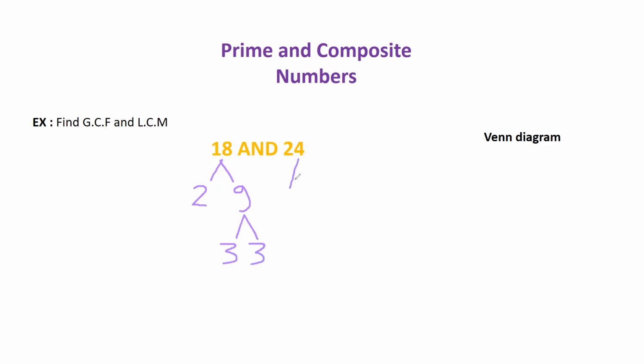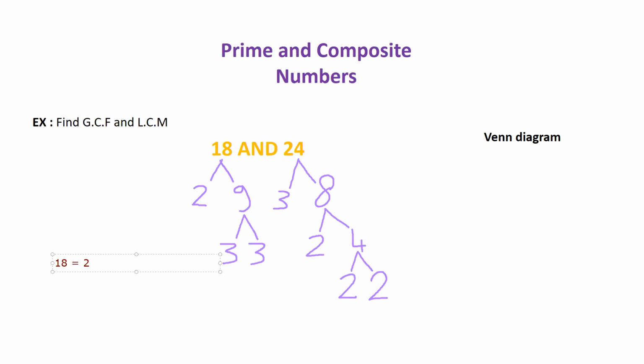What about 24? It's in table 3, so I can say 3 times 8. The 3 is a prime number, so I'm going to leave it like that. But the 8 is not a prime, so factorize it. It's 2 times 4. Now I have 2 prime, but 4, we still can factorize it, so we can make it into 2 times 2. After that, we are going to put them below each other.